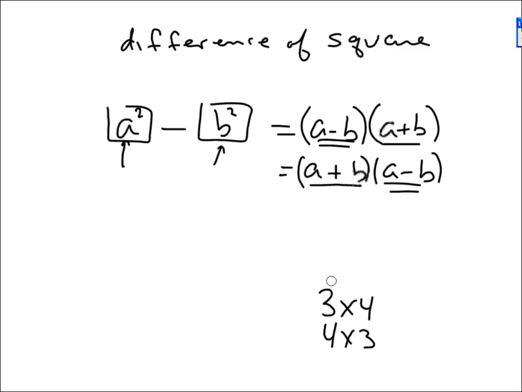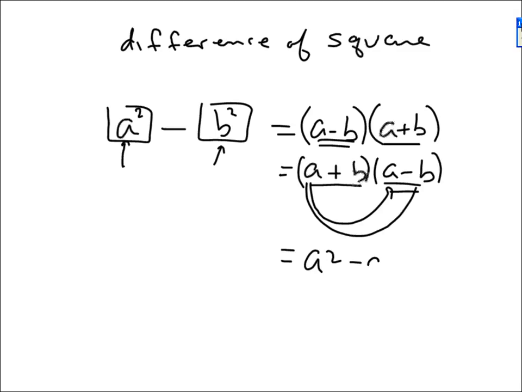Now you should FOIL this out and make sure that I'm not just making this stuff up. After all, a times a is a squared, and a times negative b is negative ab, and positive b times a is positive b times a, or a times b, and the positive b times the negative b is negative b squared.